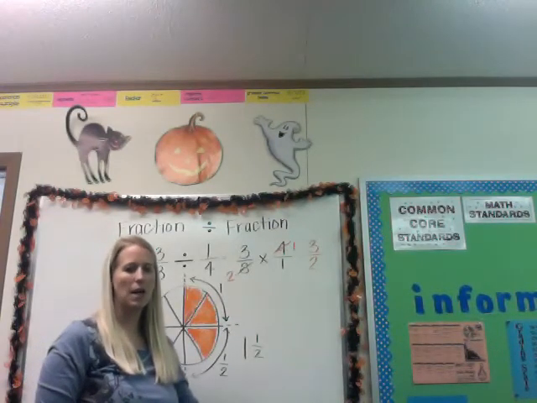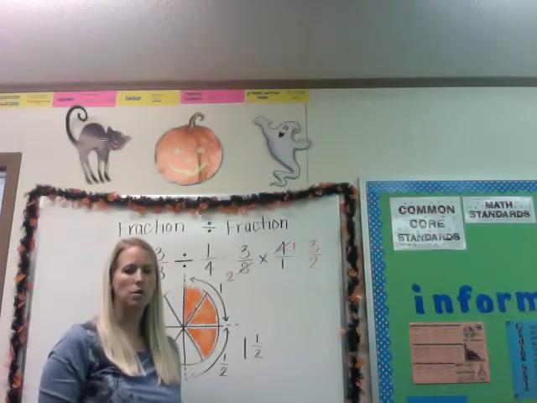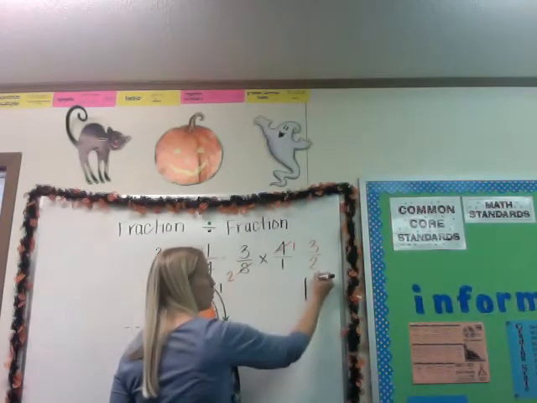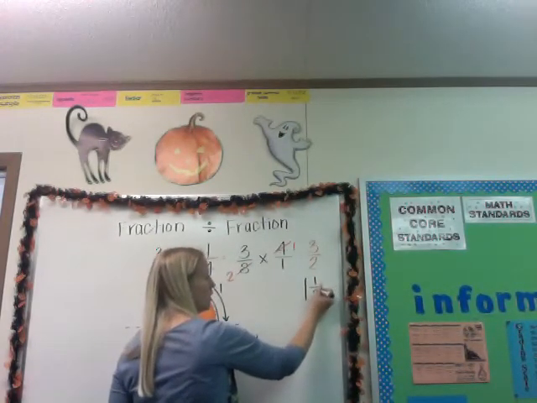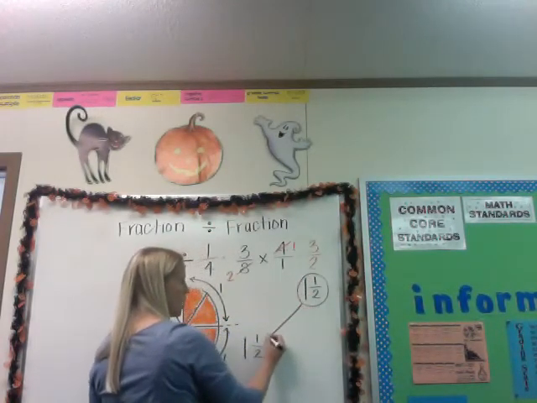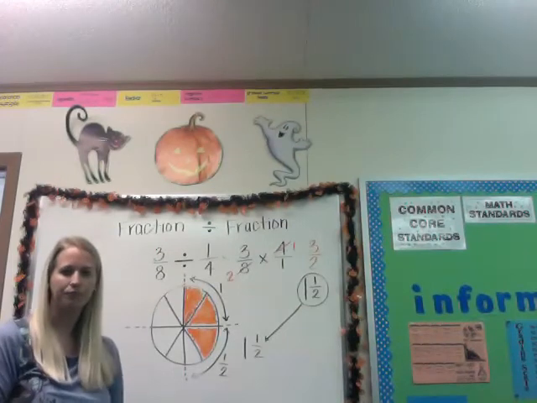So how many times does 2 go into 3? Hopefully you would tell me 1 time with 1 left over, and the denominator stays the same. So we should be getting 1 1/2, which happens to match our picture.